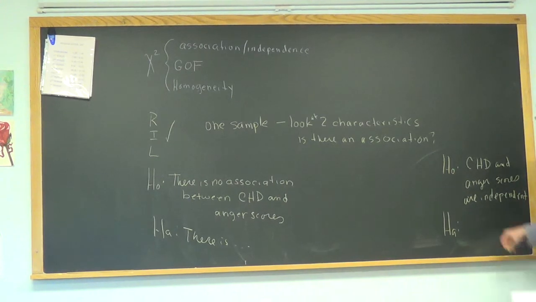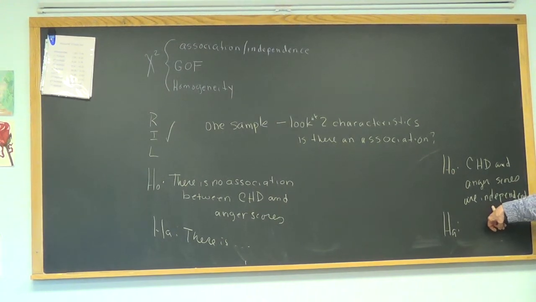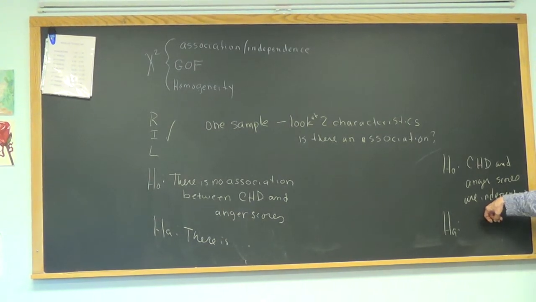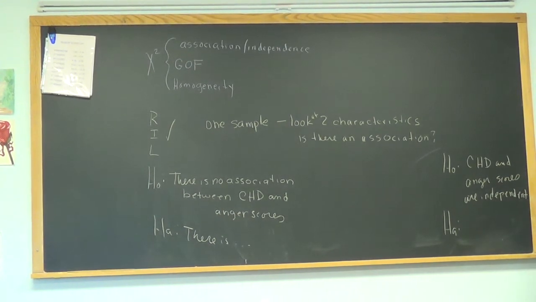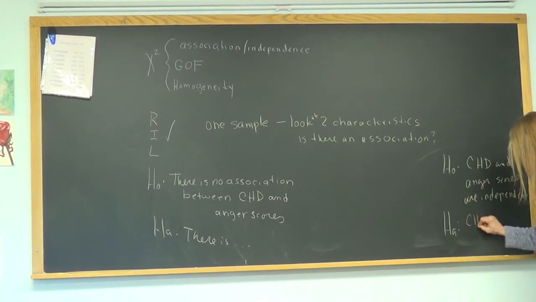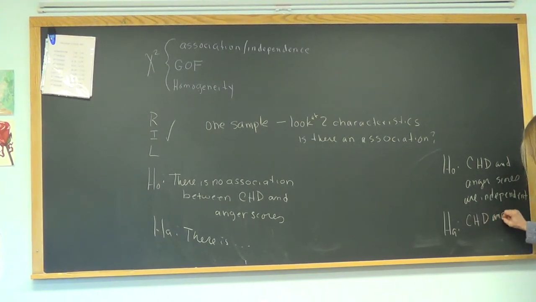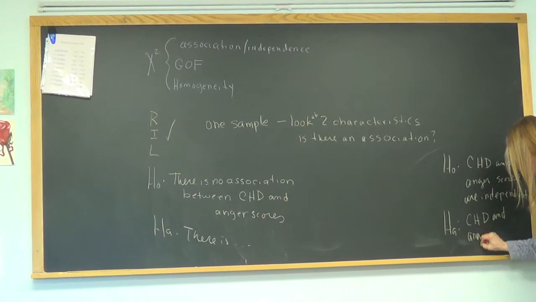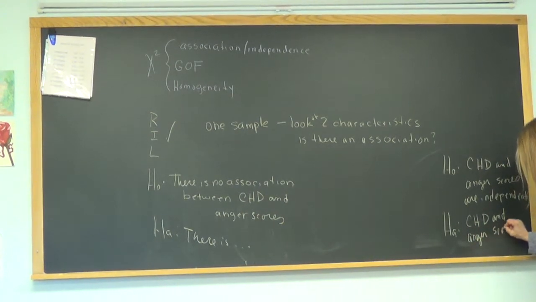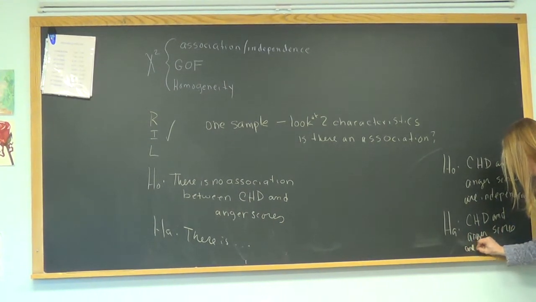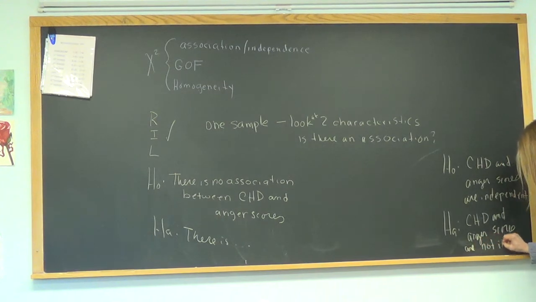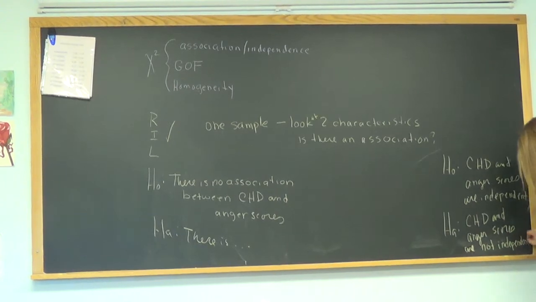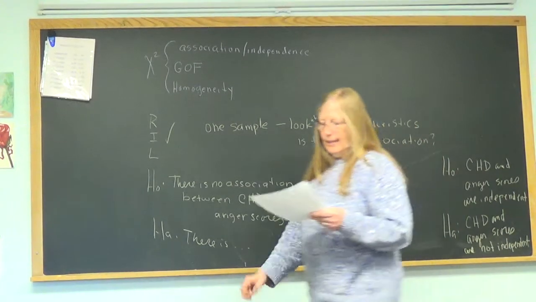For H sub A, don't use the word dependent because it's kind of ambiguous. Do you mean dependent on alcohol or what? So you want to say they're not independent. So CHD and anger scores are not independent. Don't say they're dependent, because that's unclear.